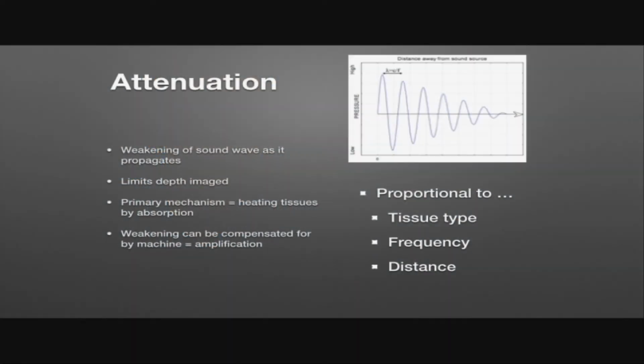Attenuation is going to be proportional to the tissue type. So, for example, the attenuation is going to be greater in bone compared to soft tissue, because bone's got a much higher density. Attenuation is going to be proportional to frequency. As we said, if you've got a 15 megahertz ultrasound transducer as compared to a 2 megahertz ultrasound transducer, we're going to have more oscillations per centimeter traveled, which means that the attenuation is going to happen much faster with a greater number of sound waves occurring per centimeter traveled.